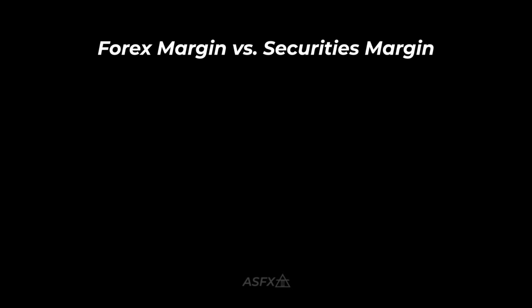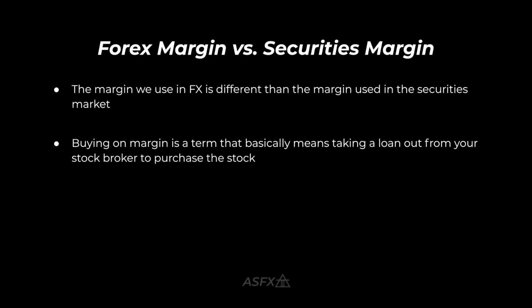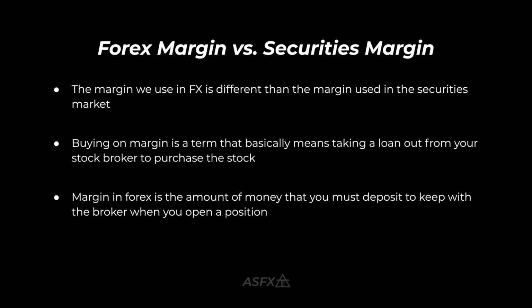So we spoke already about the difference between Forex and stocks, on the initial things of where their differences lie. But understanding margin and the differences there is very important because a lot of people associate trading on margin as being a bad thing. But the margin that we use in the Forex market is completely different than the margin that most people are speaking about when they say that trading on margin is bad. Because buying on margin is a term that basically means taking a loan out from your stockbroker to purchase stocks. But margin in Forex is the amount of money that you have to deposit to keep the broker happy when you open a position. It's not a loan, and you never own the underlying currency pair. You're not taking the money as a borrow as you are in the stock market.